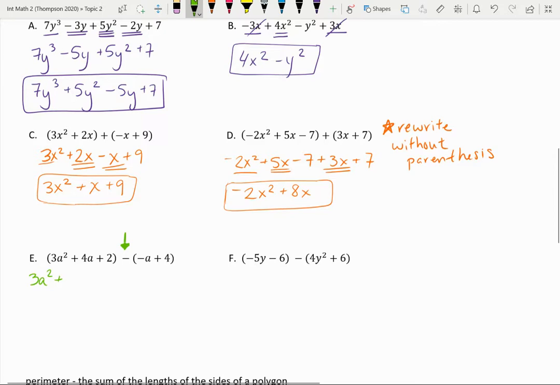So here I don't have a negative sign in front of my first set of parentheses, so I'm just going to write down 3a squared plus 4a plus 2. And then you can think of treating this subtraction sign in front of the parentheses as, I've heard students use "keep change change," or you could think of it as distributing the negative through. So I have a minus a negative a, and that's going to turn into a positive, and I have minus a positive 4, so that's going to be minus 4.